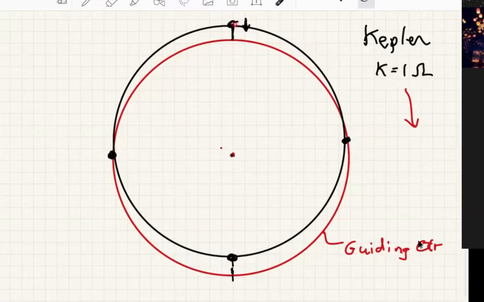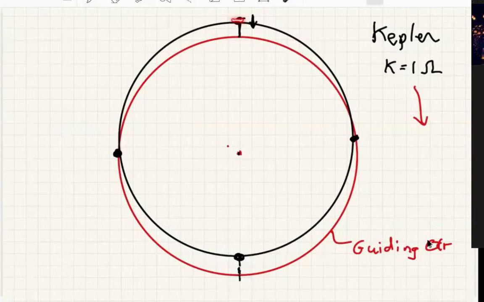So, because we start out past the guiding center, and we must conserve angular momentum, we're temporarily at a smaller v phi. So the guiding center is going to leave us behind a little bit temporarily. So we'll lag behind. Our epicycle is actually going to go retrograde like that.